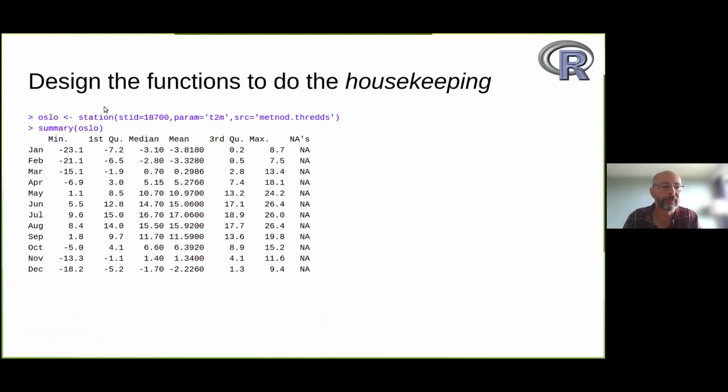Here's one example of how the functions do the housekeeping. We have Oslo, and we want to read the station data, and if you write summary, then it provides this type of summary that's useful for station data. So it's minimum temperature, maximum temperature and mean temperature. This would look different to an ordinary variable that would just give this for the whole set, but here you get a list according to the calendar month.